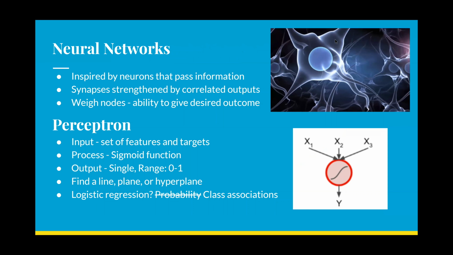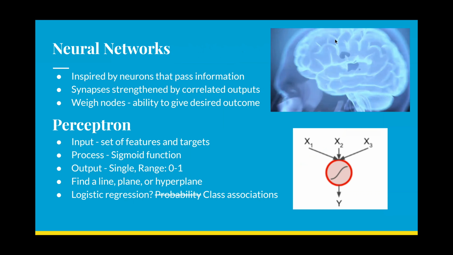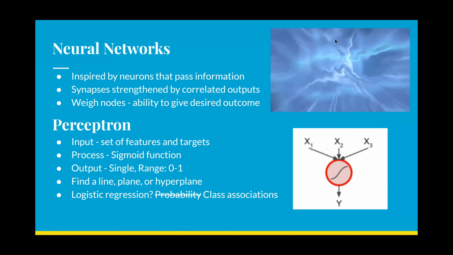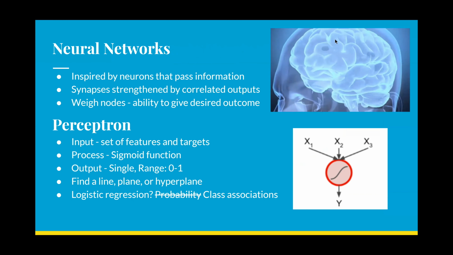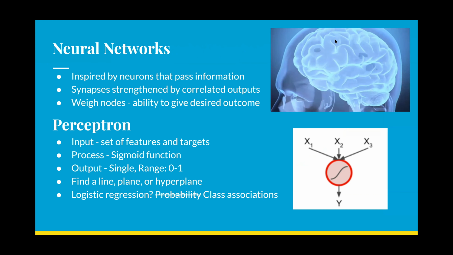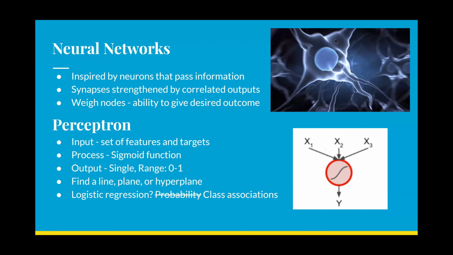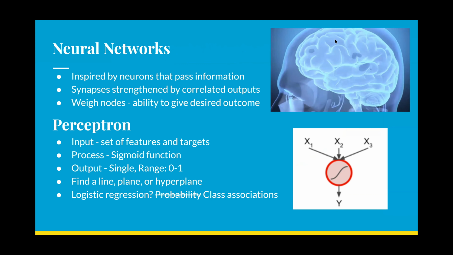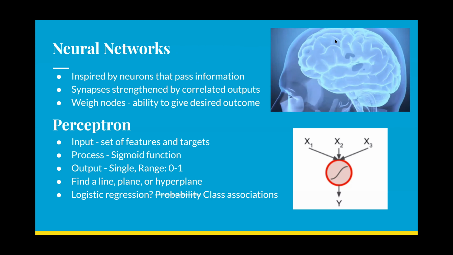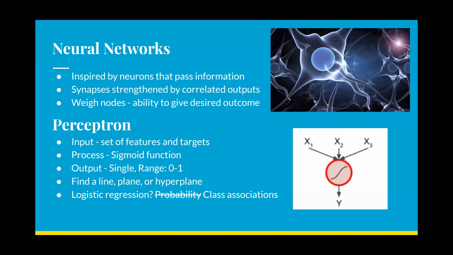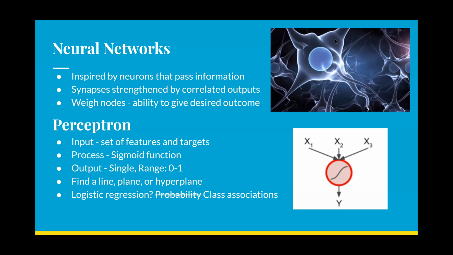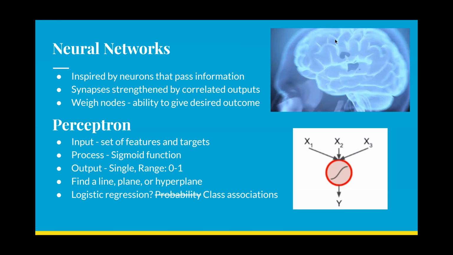Okay, so let's move on to the topic of neural networks. Neural networks are inspired by the biological neural network that works in our body with the help of neurons. Just like neurons pass information from one cell body to the other using axons and dendrites, the synapses between the cell bodies are strengthened by correlated outputs. So to follow the same nature, we weigh the nodes in a neural network depending on the ability to give the desired outcome.